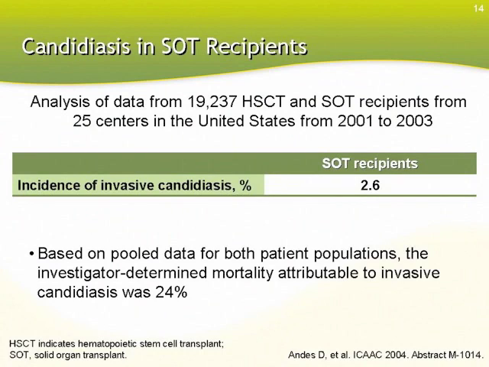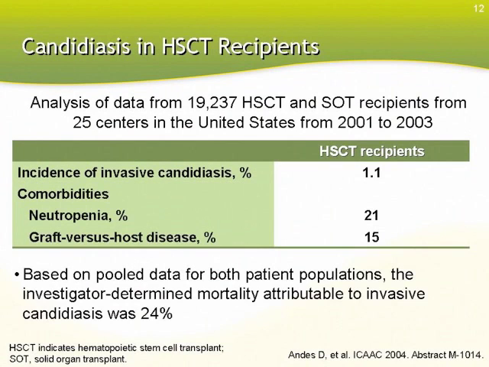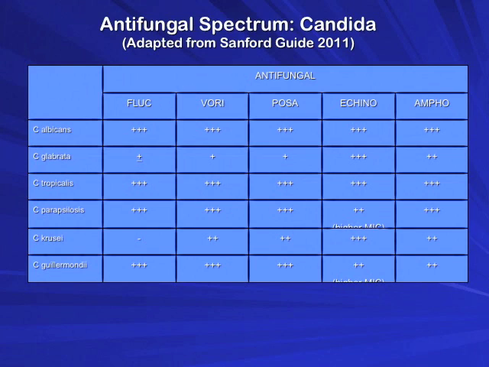Why do we worry about yeast so much? Well, when you look at stem cell transplant patients and solid organ transplant patients, we're looking at about a 24% attributable mortality in these patients. So we take that very seriously. When we think about Candida, it's important to understand the antifungal spectrum, right? So Candida albicans is going to be susceptible to basically everything we have to choose from.